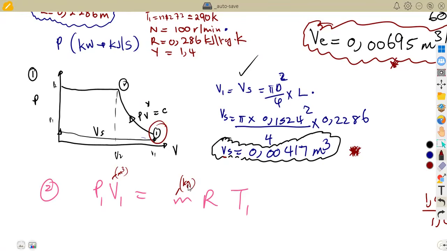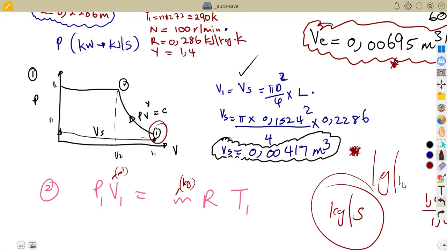But the moment they say kilograms per second, kilograms per unit time, kilograms per minute, kilograms per hour, you are no longer using V1, you are now using VE, the effective volume, because it carries per unit time. Remember I said effective volume is cubic meters per unit time. So to have kilograms per unit time, you must take it from a volume that is also per unit time. If you understand this, you are done.